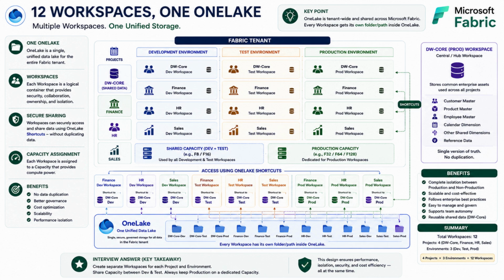Now let's see how data sharing works. Suppose finance needs customer master, HR needs employee master, sales needs both customer and product data. Earlier, organizations would copy these datasets into every team's storage. But in Microsoft Fabric, we don't need to do that anymore. This is called zero copy. Instead, every workspace creates a OneLake shortcut pointing to the data inside the DW core workspace. The data stays in exactly one location. Multiple teams simply reference it.